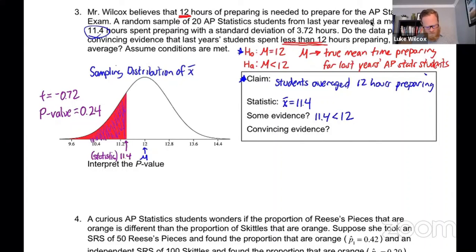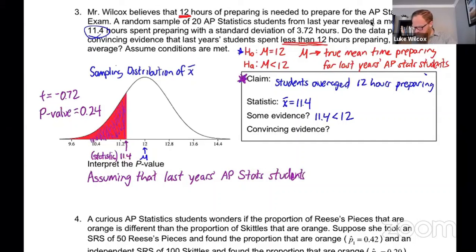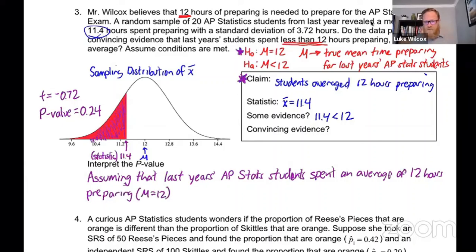And just like we did in the first two examples, I'm going to start with my assumption. And here we are assuming that this claim is true. So we're going to assume that last year's AP Stat students spent an average of 12 hours preparing. And if we wanted to write that in symbols, we know that's, of course, our null hypothesis. I'm just going to put that in parentheses here, that the true mean is equal to 12.